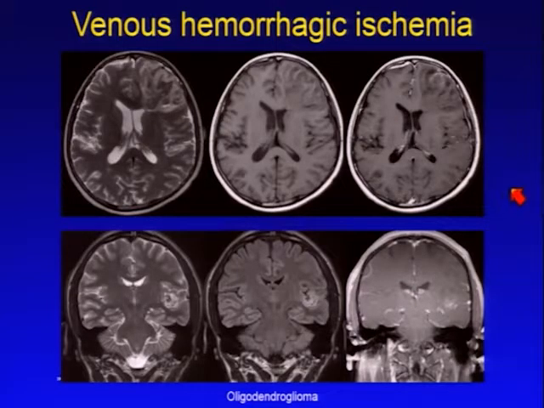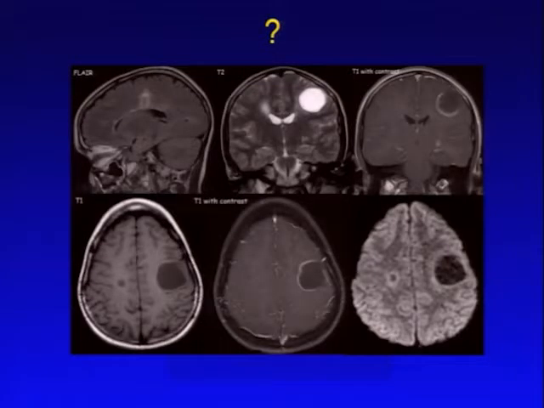Always check all the imaging findings and do not jump on the most obvious imaging finding. This is a straightforward one. Of course, you have to put it in the tumor-like lesions. It's almost embarrassing to show it over here.